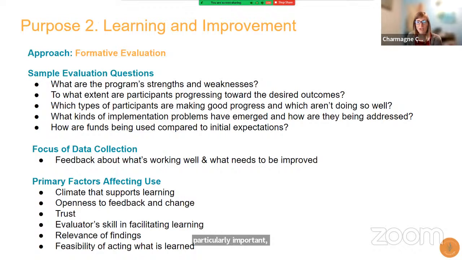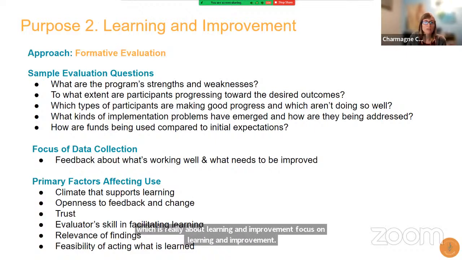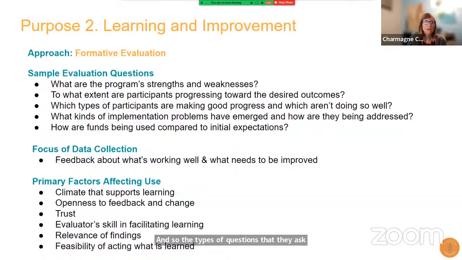And so often contrasted with summative evaluation is formative evaluation, which is really about learning and improvement. The types of questions that we ask in formative evaluation are, what are the program strengths and weaknesses? To what extent are participants progressing towards the outcomes? What types of participants are progressing and which ones aren't doing so well and why? And what implementation problems have emerged?